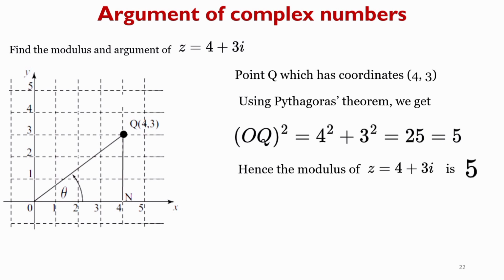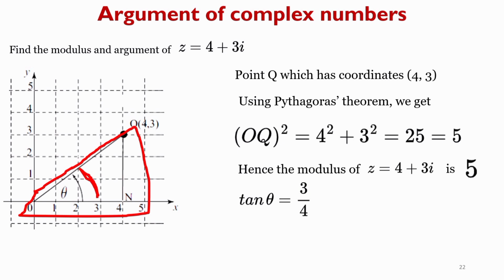Very simple, elementary. So the modulus of z equals 4 plus 3i is 5. This is the triangle that follows. Now mind it, to find the argument, that is the angle, we must calculate the angle between the x-axis and the line segment OQ, which is this angle given in red. Because it is a right-angled triangle OQN, we get tan theta equals 3 upon 4, and theta becomes tan inverse of 3 upon 4, which you can calculate in degrees as 36.87.